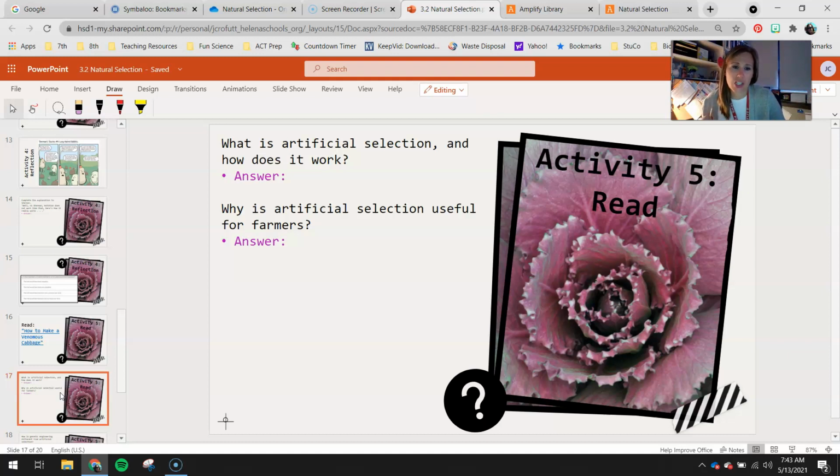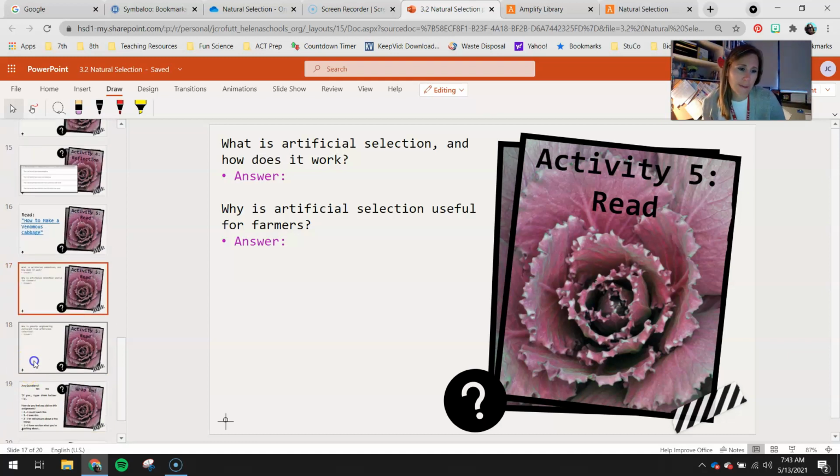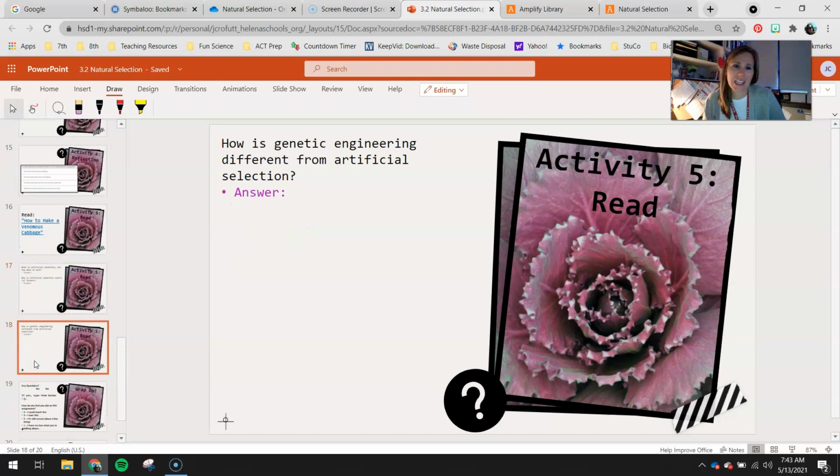Why is artificial selection useful for farmers? And how is genetic engineering different from artificial selection? So there's a big difference there, okay? We got natural selection now. We look at what farmers and ranchers do with artificial selection, or even dog breeders, for instance, is a good example. But what is genetic engineering and how is it different?